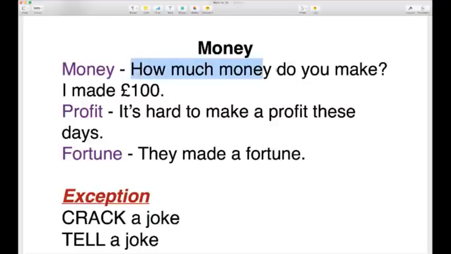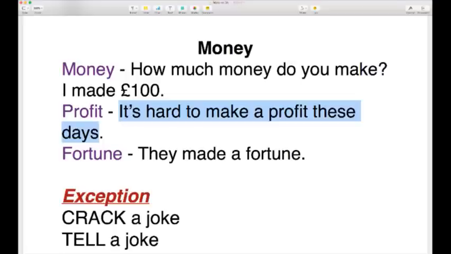So I might say, how much money do you make? And I might say, well, yesterday I made £100. Or last month I made £100. If you ask me how much money do I make, I would say not enough. If I asked how much money does, I don't know, someone famous, someone rich, how much money does Richard Branson make? Say, he makes a lot of money. And we also use it with the word profit. It's hard to make a profit these days.